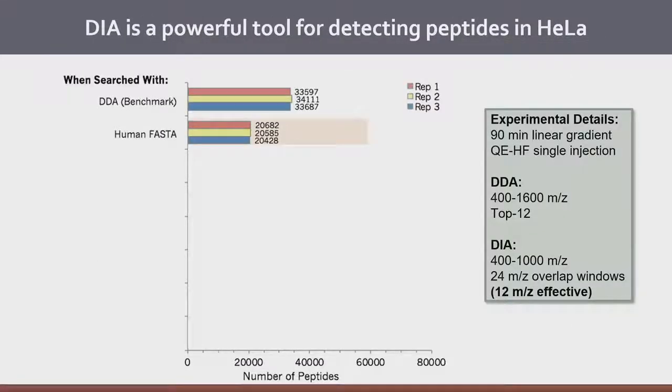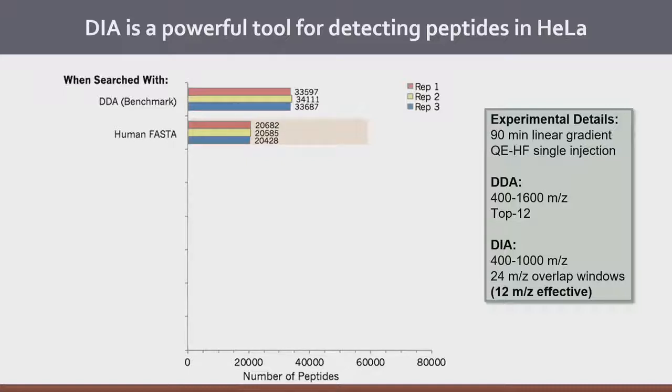So if you take an entire human FASTA file with 14 or 15 million tryptic peptides, and you score this against a DIA run going from 400 to 1,000 with 24 mass-to-charge isolation windows, 12 with the overlapping, which gives you 12 mass-to-charge effective demultiplexed data, and you compare that to using a fairly standard DDA strategy, we're not doing as well as far as the number of peptides that we can detect.